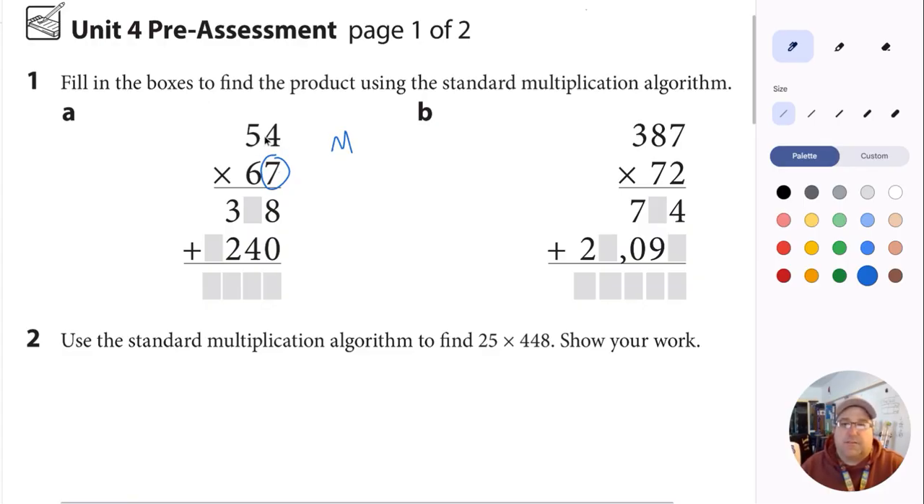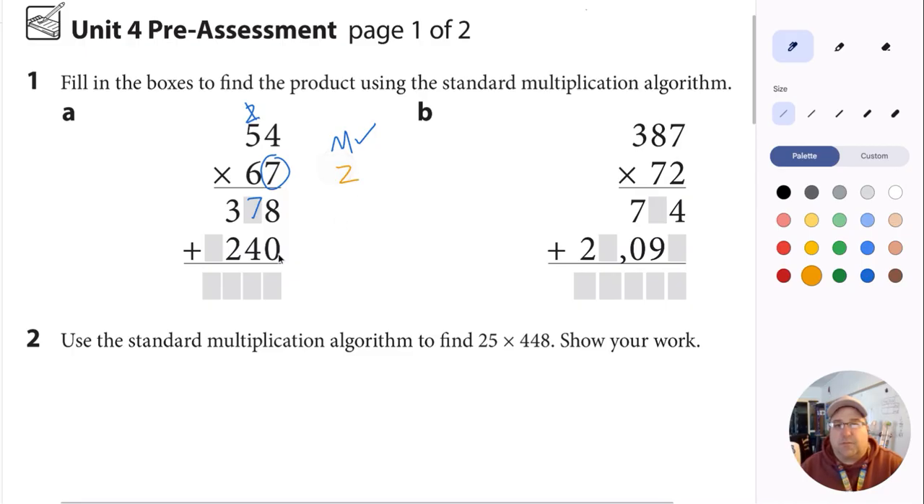7 times 4 is 28, so we have to carry our tens digit over. They already have the 8 there. And then 7 times 5 is 35, 36, 37. I had to add those extra 2 because whatever we carry over, we just add. So we're done with multiplication around 1.